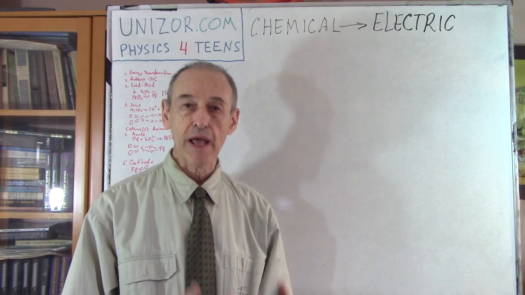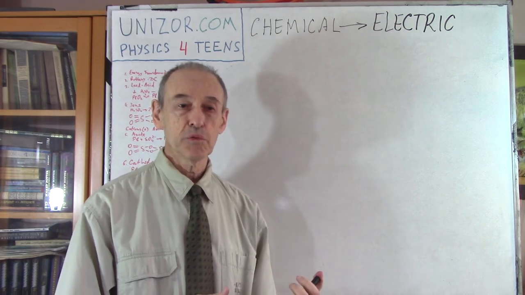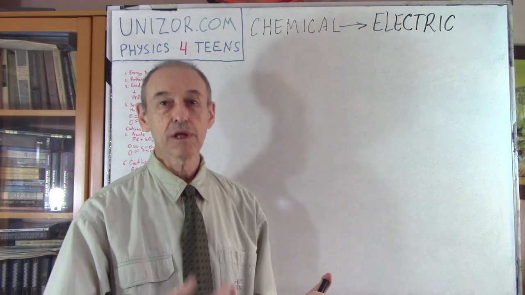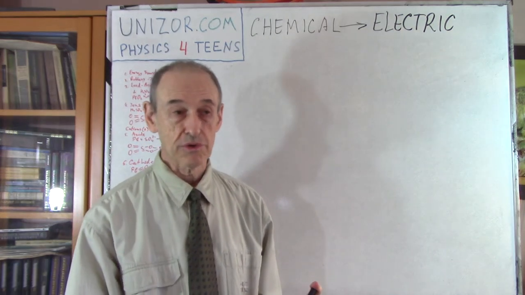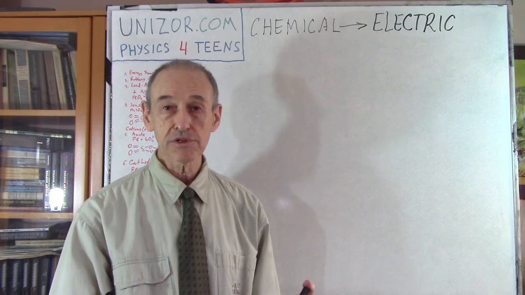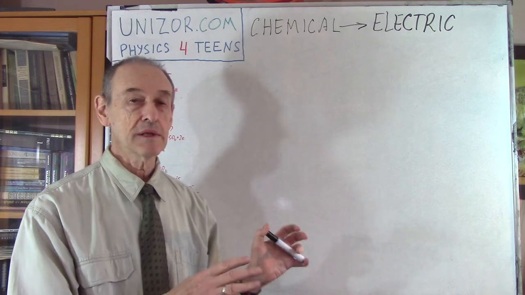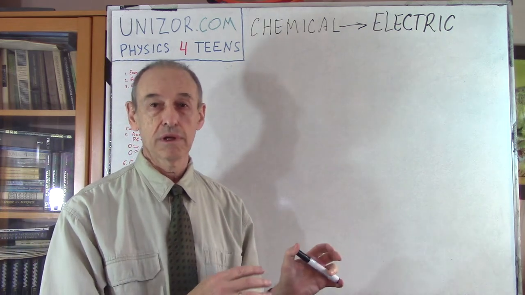There is a chemical reaction on one hand which produces extra electrons, and a chemical reaction on the other end which produces a deficiency of electrons. And then if we connect them, the current will go. Now, I will explain this on one particular example.